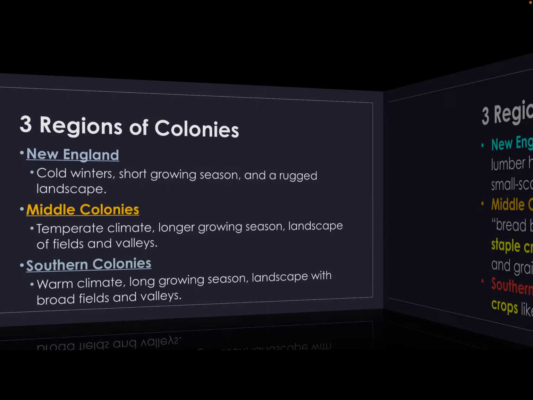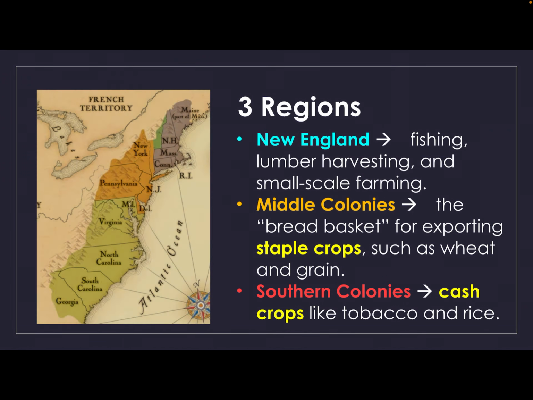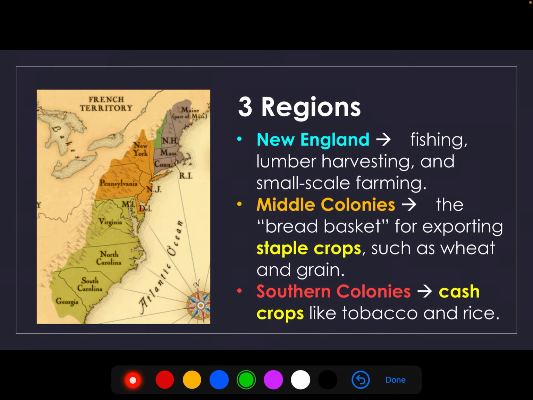The southern colonies, they're the stars. They've got the temperate climate. They've got the longest growing season, and they've got a landscape with lots of fields and lots of space. So that's where we're at geographically. So New England, because it can't grow stuff for itself, has to develop a different economy. And so what it does is it develops fishing, lumber, and small-scale farming.